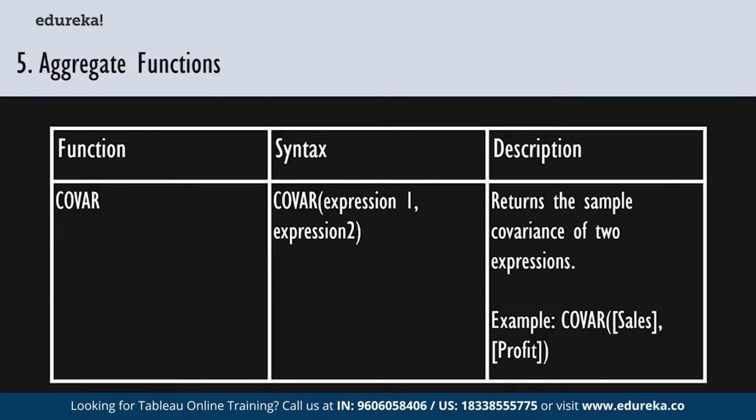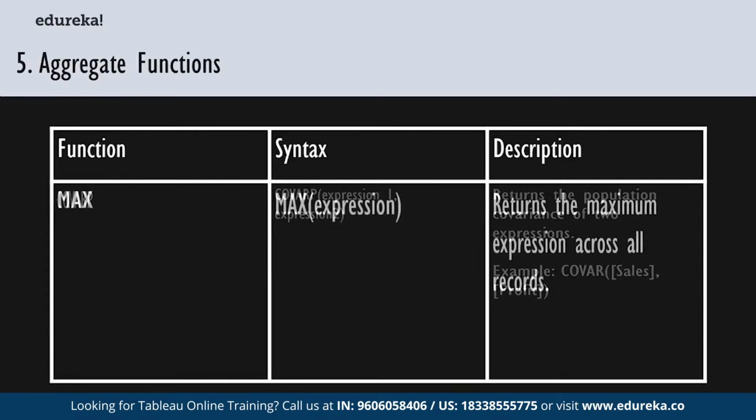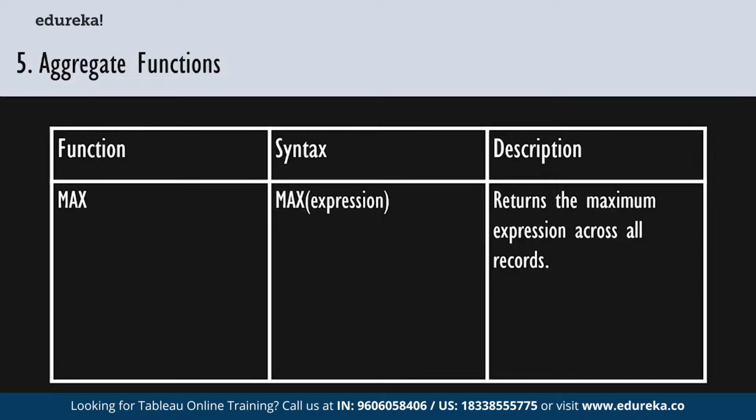Like we found out the correlation between sales and profit, we can also find out the covariance between sales and profit. Next, we have covariance of the population. It basically does the same thing as covariance, but this time of the entire population. Next, we have max, which we have tried thrice before. It returns the maximum expression across all records. We have median, which returns the median expression across all records. And then we have the min, which returns the minimum expression across the records.